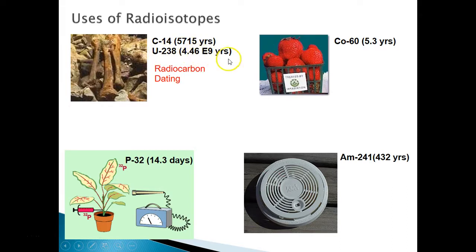Uranium-238 has a much longer half-life, 4.46 times 10 to the 9th years, or 4.5 billion years, basically the age of the Earth. So that is used to date much older things like rocks.